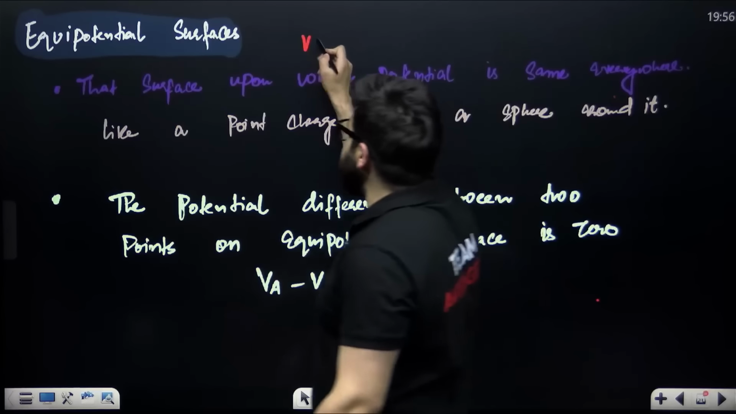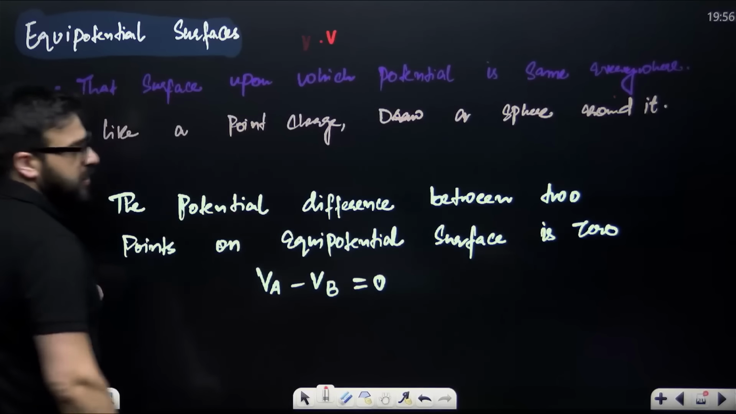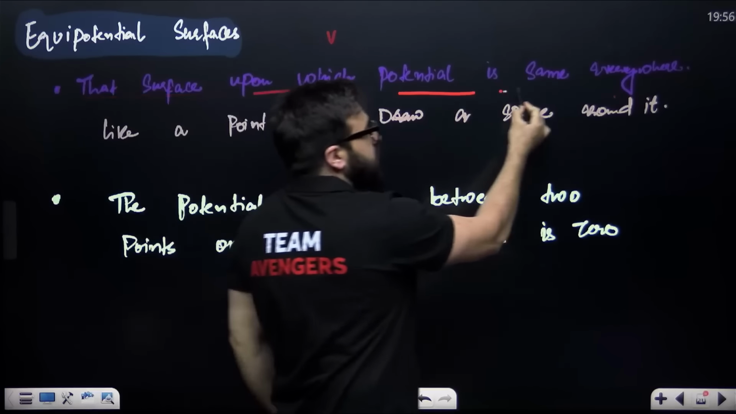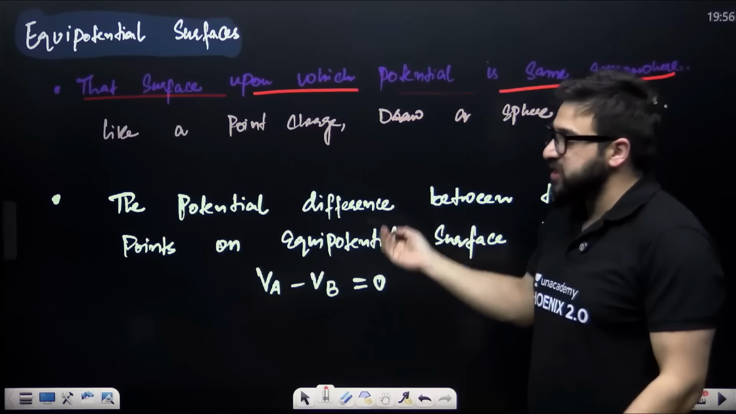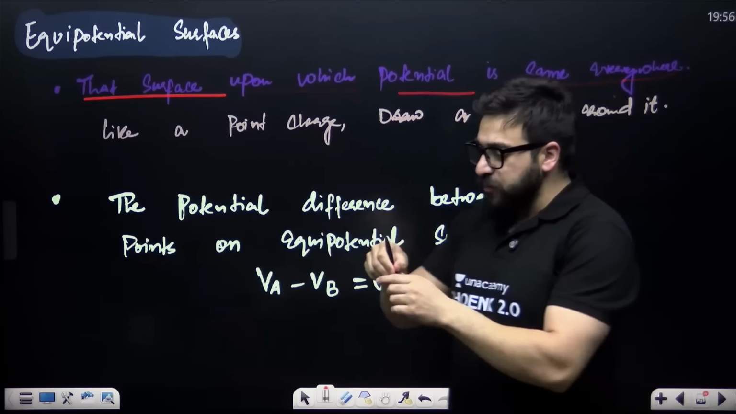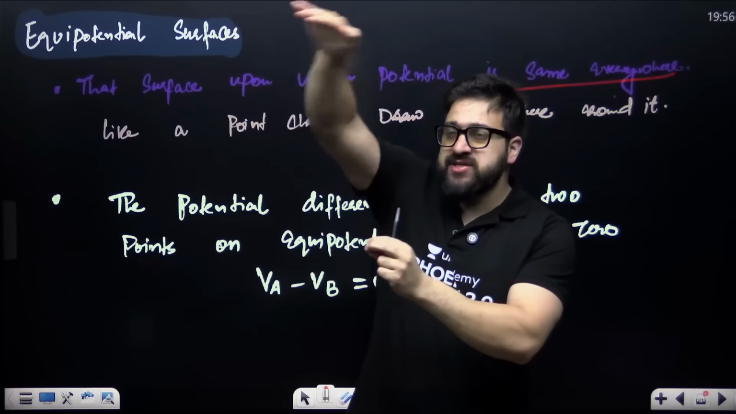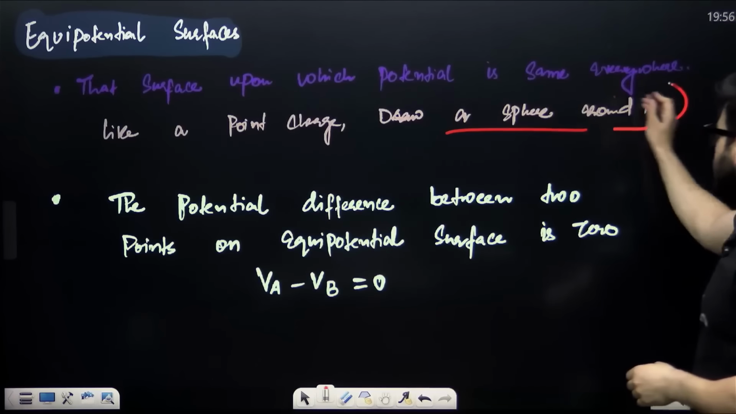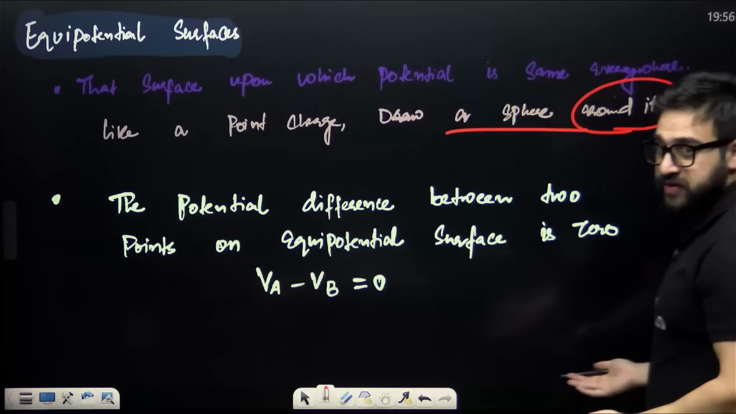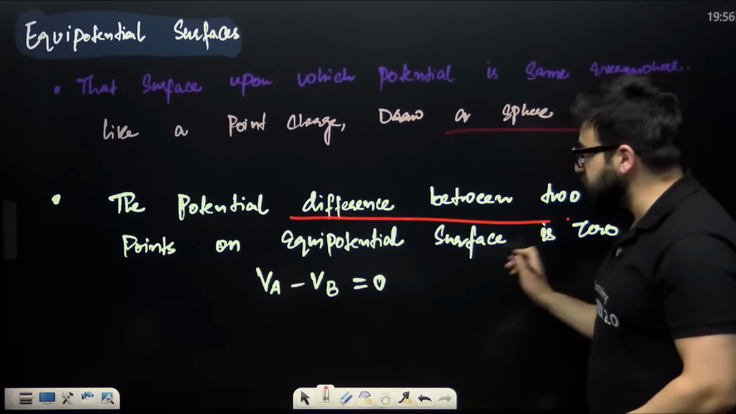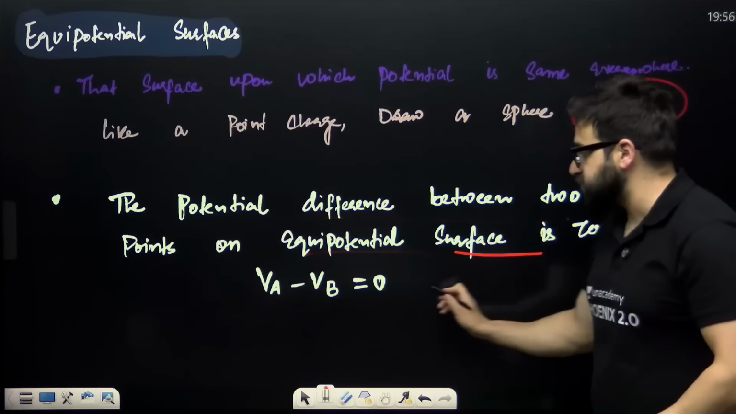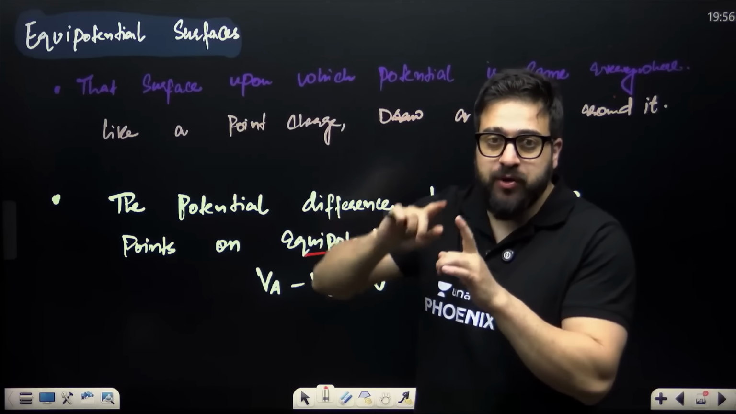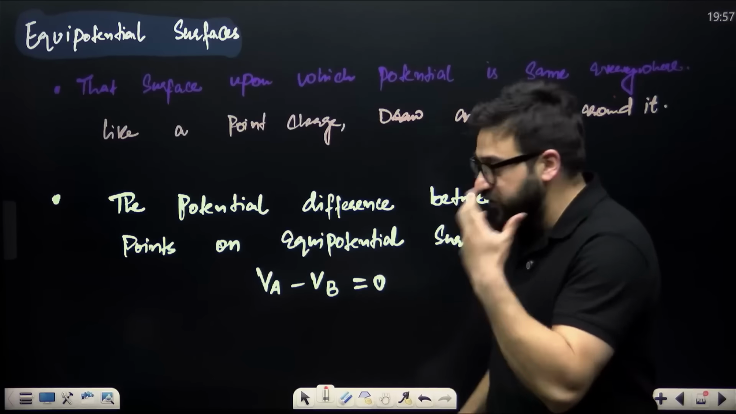Equipotential surfaces. Very important. Many questions have been asked from this particular topic. We say that a surface upon which potential is the same everywhere is known as an equipotential surface. For a point charge, the equipotential surface will be spherical. Draw a sphere around it, that will be the equipotential surface. The potential difference between two points on an equipotential surface is always 0, because the potential at every point is the same.